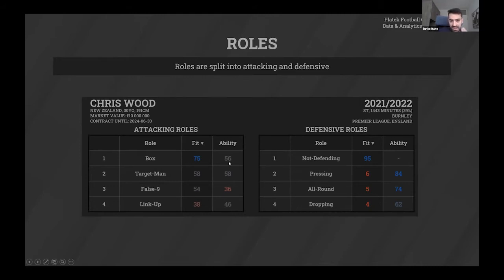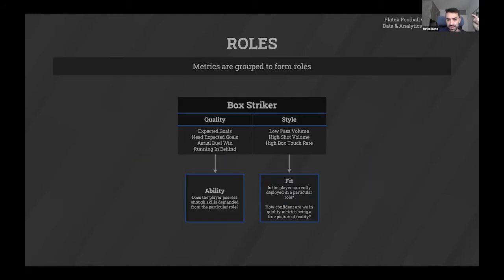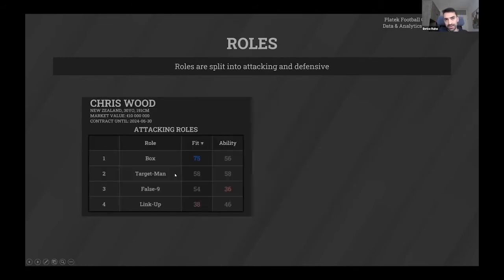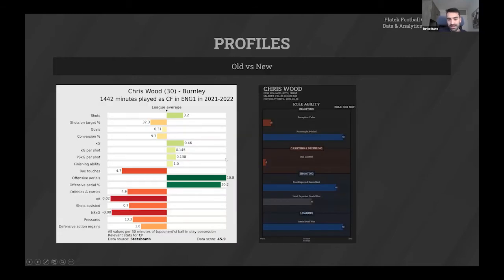And one last thing about this slide is that with the style and ability metrics, we can also measure two different things. For example, Chris Wood, his best role is a box striker because he has a fit score of 75, which means that on the style metrics that we defined for the box striker, he scores better than 75% of the other strikers. And his ability score, so how good is he at doing the things that we want a box striker to do, he is a 56, so a little bit better than average.